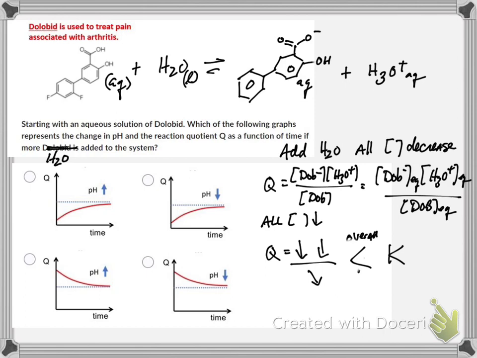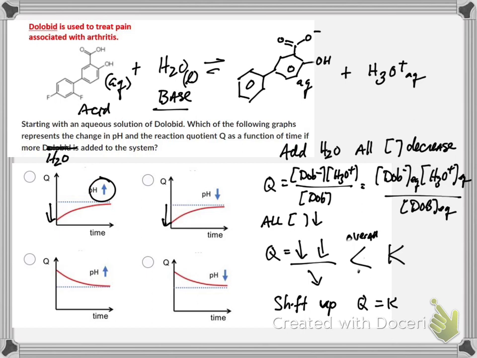Right, so Q goes down more than K. One of the things you can think about with water is that whatever happens to the concentration happens to Q. So if concentrations go down, Q goes down. Concentrations go up, Q goes up. So we know Q goes down, and that makes the top two answers again very consistent. The shift has to go up. You have to shift up to go back to Q equals K.